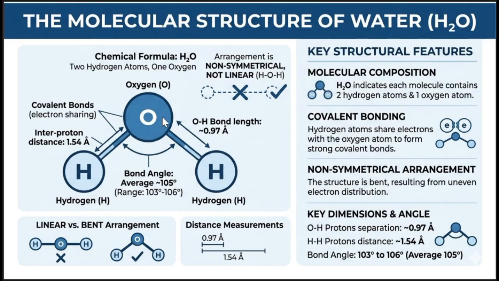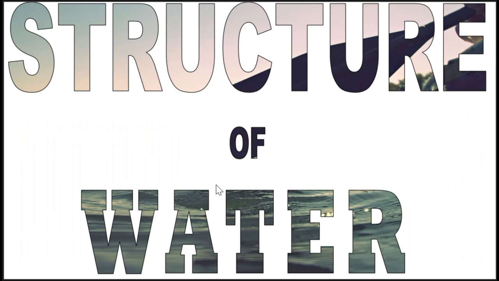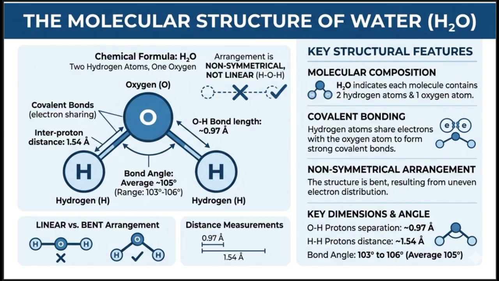Another thing is they have a bent shape, and this is caused by the lone pair of electrons that exists on the oxygen atom. The oxygen atom has a lone pair of electrons, so it will push the H away. It pushes the bonding electron pairs, that means the ones connected to H, away, and that gives a bent shape. So the angle is 105 degrees.